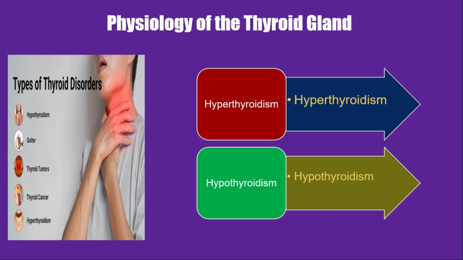And there is also congenital hypothyroidism, where sometimes babies are born with an underactive thyroid. Congenital means present from birth. One in every 2000 to 4000 babies has congenital hypothyroidism.